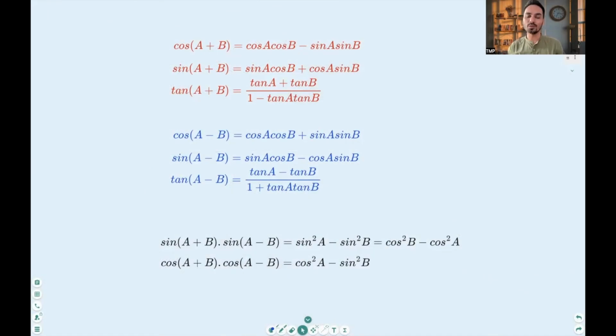So in this video, we discussed the trigonometric ratios of compound angles and how to apply these formulae. And in the next video, we will discuss how to convert sum and difference formulae into product formulae and vice versa.